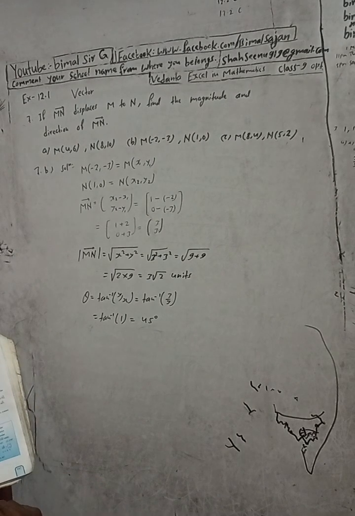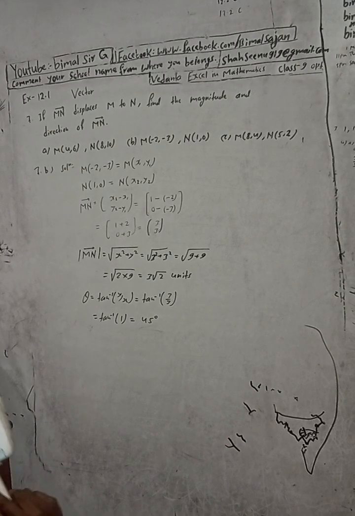Three root two and 45 degrees. Correct answer. Now C number.